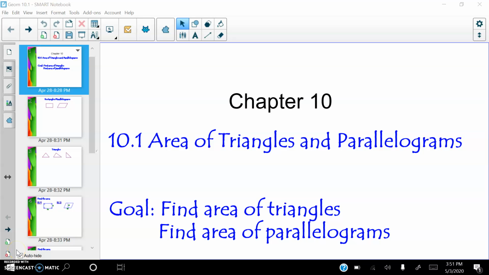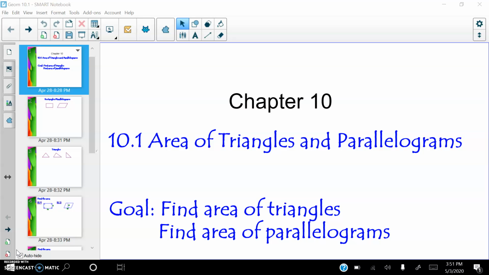I think this may be our last chapter for this year. We may have to skip volume, which is kind of lame, but whatever. So this chapter is all about area. And the first few lessons shouldn't be anything new. This should be kind of review stuff.